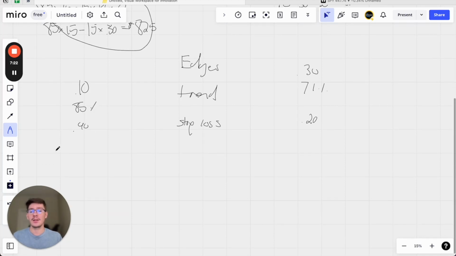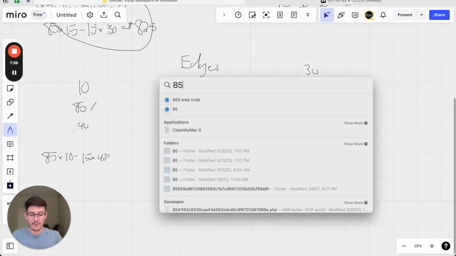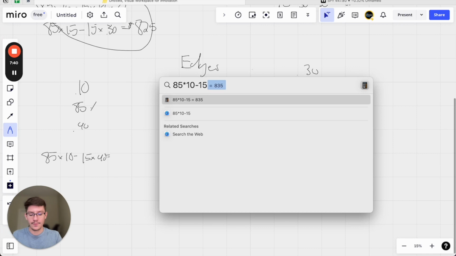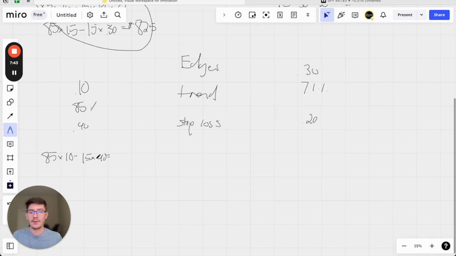So now let's do the math here. So you're going to win 85 times, you're going to win $10 each, minus 15 times 40. I'm pretty sure I don't have to do this math anymore. I can just quickly do it here. Anyways, 85 times 10 minus 15 times 40. That gives us a $250 long-term expected value.